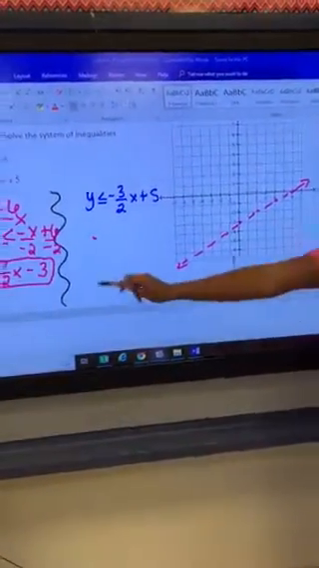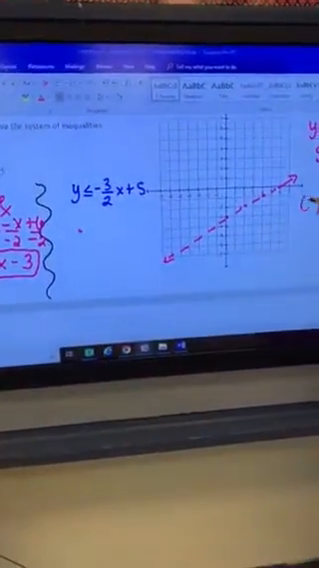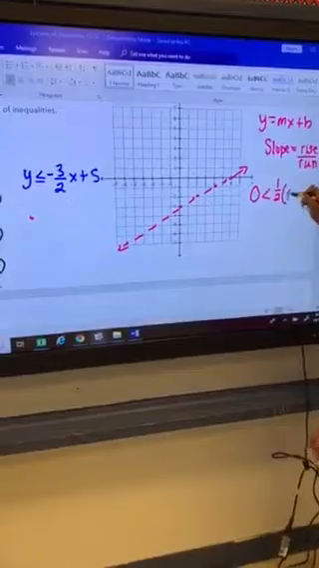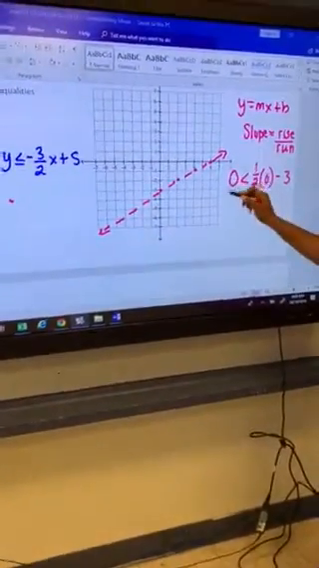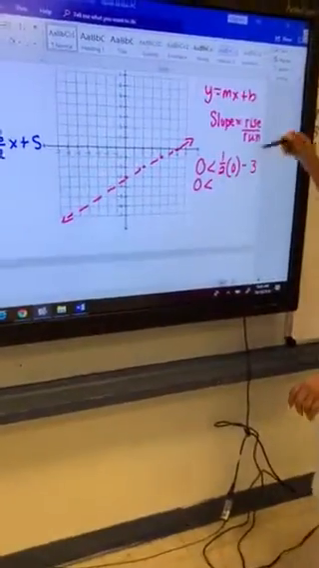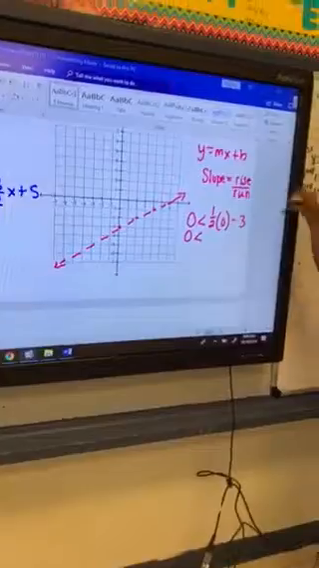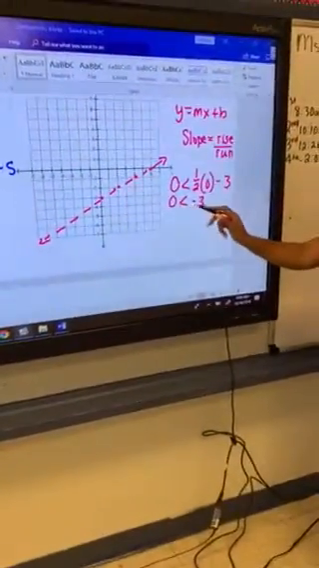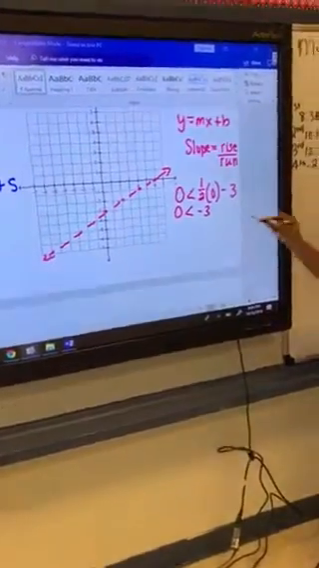So let's go ahead and look at this same inequality, but plug in 0, 0 as our test point. So 0 less than 1/2 times 0, and then minus 3. On the left is 0, less than 1/2 times 0 is 0, and then I'm subtracting 3, so it's still left with negative 3. So I would read this as 0 less than negative 3, that's obviously false. 0 is greater than negative 3.